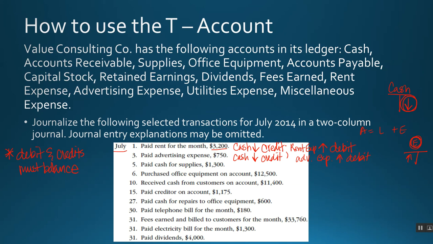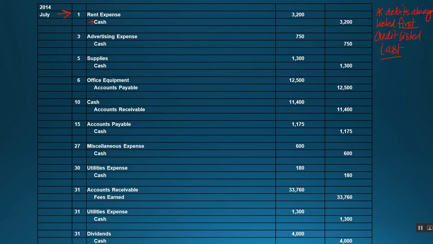So now that I know that I will show cash's decrease on the credit side and advertising expense increases on the debit side, I'll record it to the journal. So I put in the date that it took place on. I list the account that's being debited first, 750. So this is the debit column, left, and this is the right column, credit. And then the account that's being credited is listed last, and I put the value that it's being credited for here in the credit column.